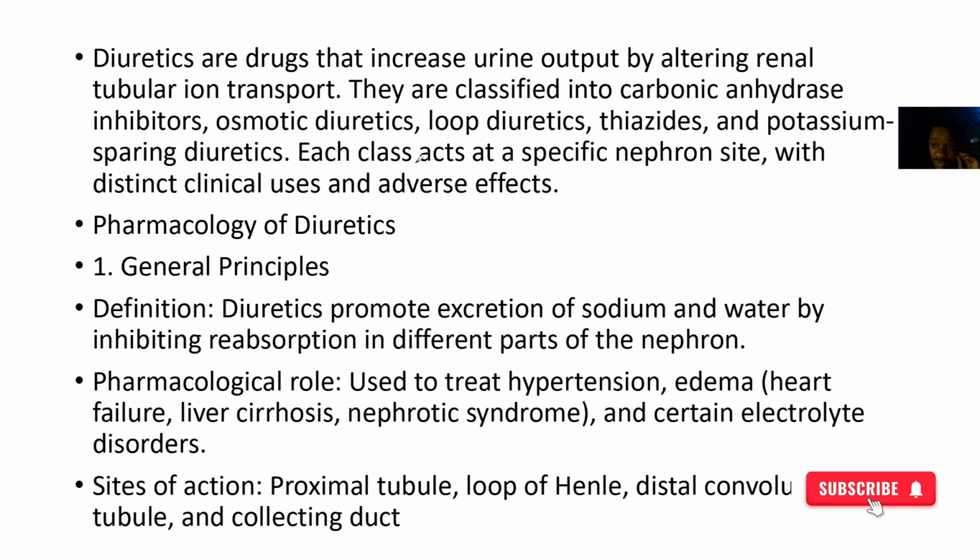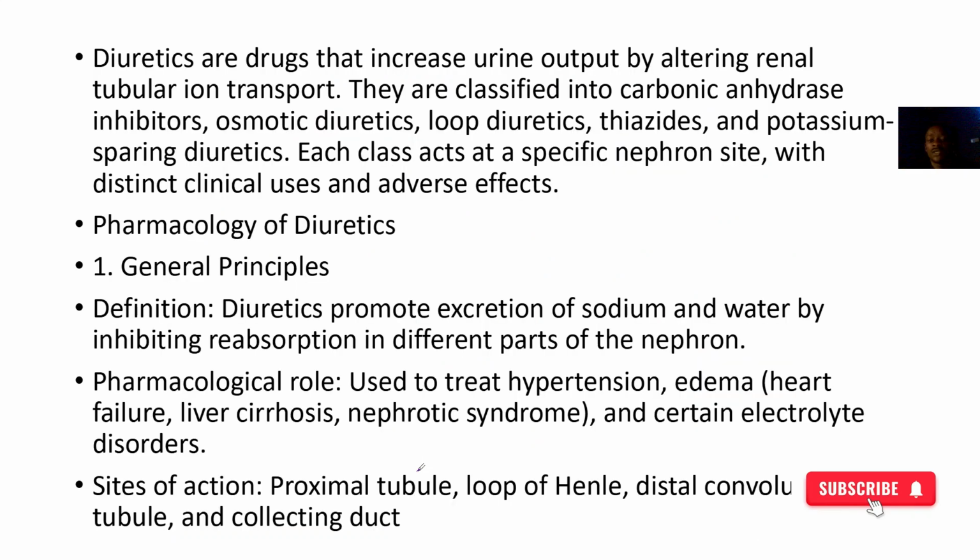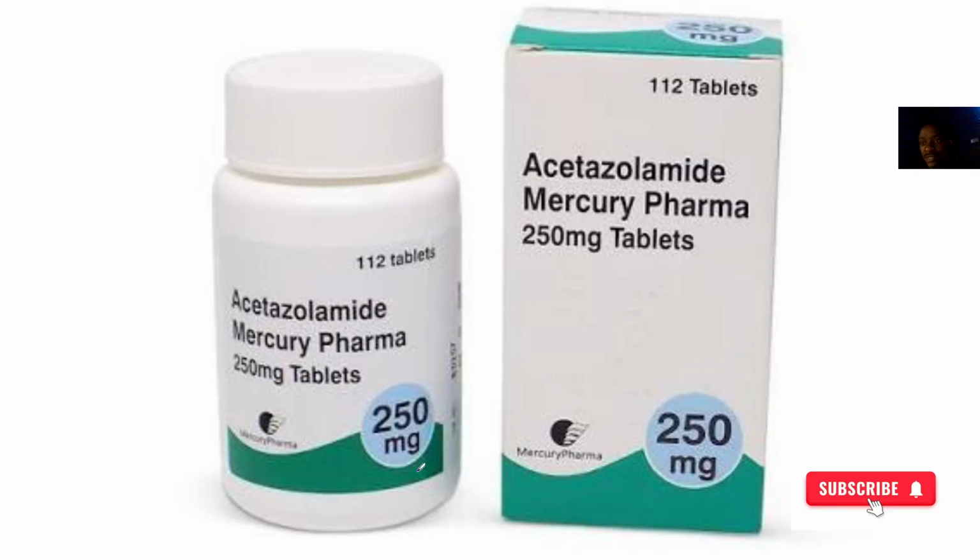So what are the general principles of diuretics? They are basically drugs that promote excretion of sodium and water from the body, and they also stop the reabsorption. Their pharmacological role is mainly to treat hypertension, edema like that of heart failure, liver cirrhosis, and also nephrotic syndrome. They act on different sites of the nephron: the proximal tubule, loop of Henle, distal convoluted tubules, and also the collecting duct.